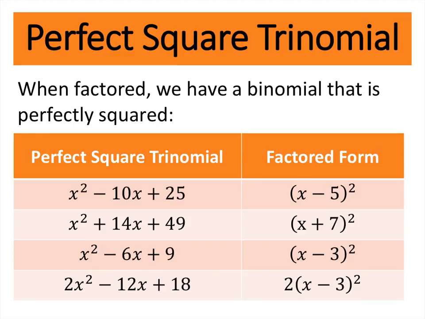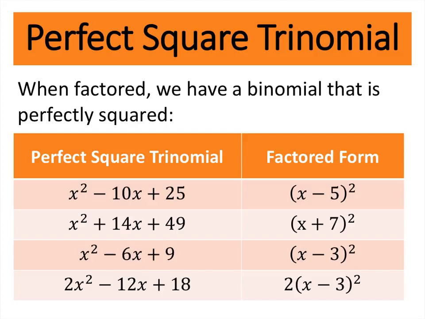So some things you need to know is that there's things called perfect square trinomials. When these particular trinomials are factored, we get binomials that are perfectly squared. So they're very special cases, but we're always able to find a perfect square trinomial if we have a trinomial, which is what completing the square is all about. So we can't complete the square here because they're already perfect squares.